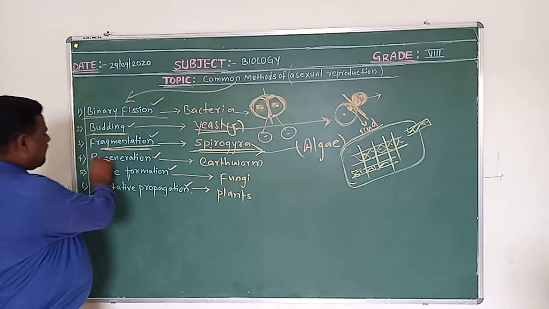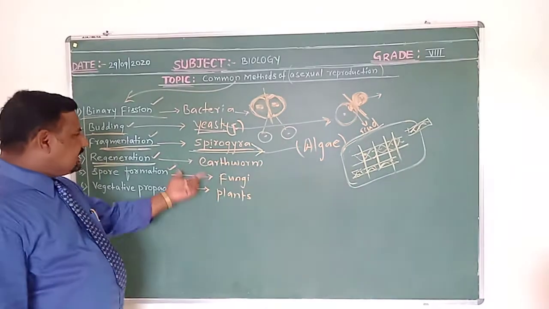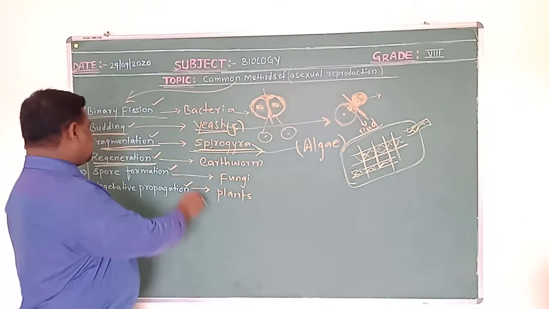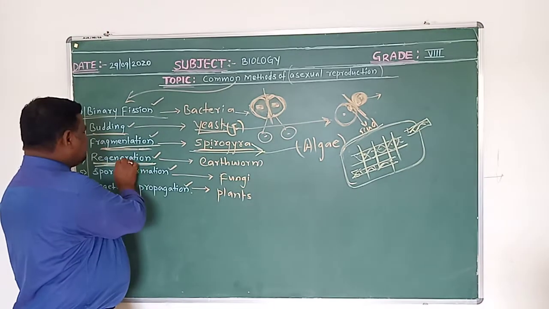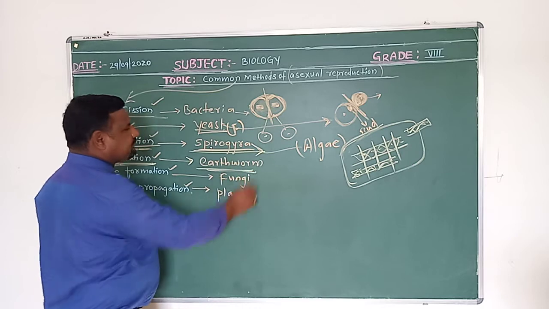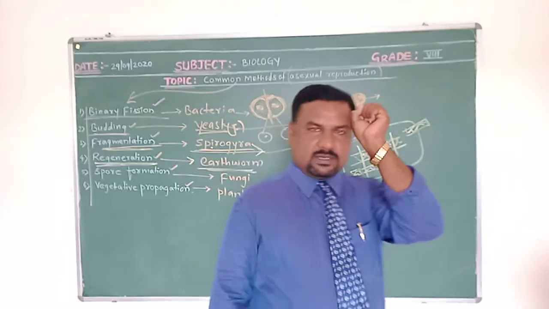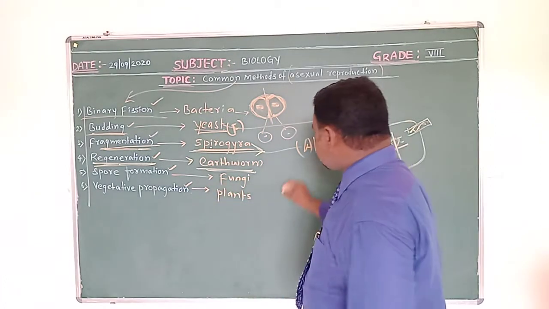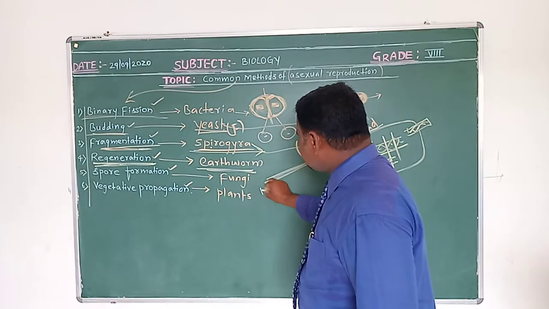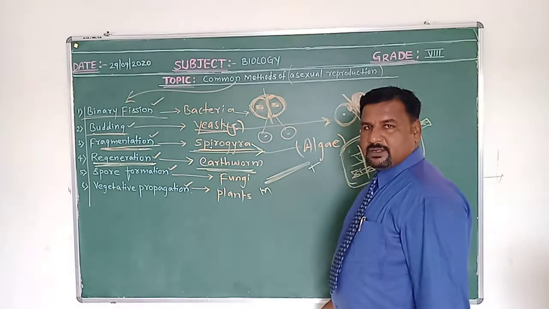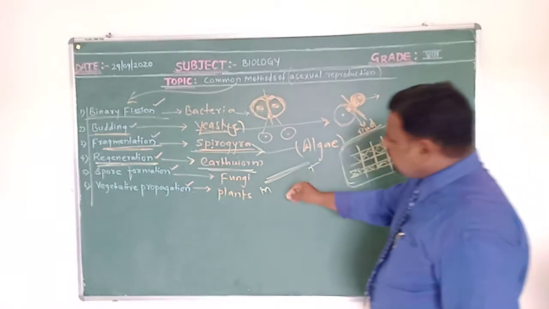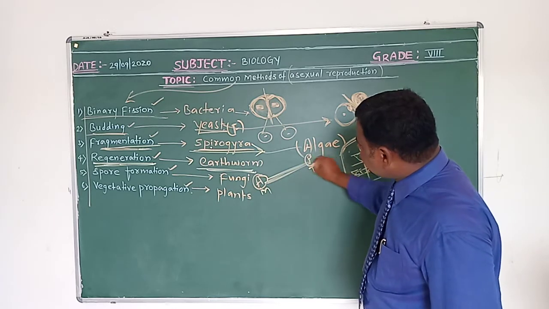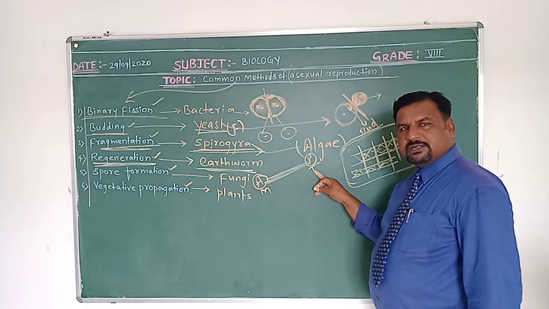Next, the common method, regeneration. What is regeneration? It is also one of the asexual methods of reproduction. What kind of organism multiplies by regeneration? Organisms like the earthworm. It is a very simple process: a lost body part has the ability to regenerate, regrow. Suppose this is an earthworm, this is the mouth, this is the tail. The part towards the mouth we call the anterior portion, and towards the tail the posterior region.